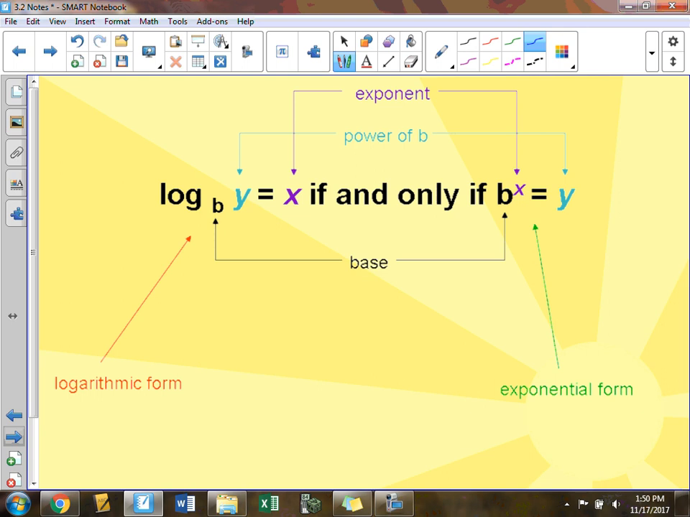Notice the location for log base b, it is a subscript. And then notice that the x and y switch locations across the equal sign, and the x becomes an exponent on the exponential form, whereas on the logarithmic form it's after the equal sign. So we're going to be talking about how to switch from one to the other. If you're not done writing that, you'll want to pause and do so, and then start again because I'm going to move on.